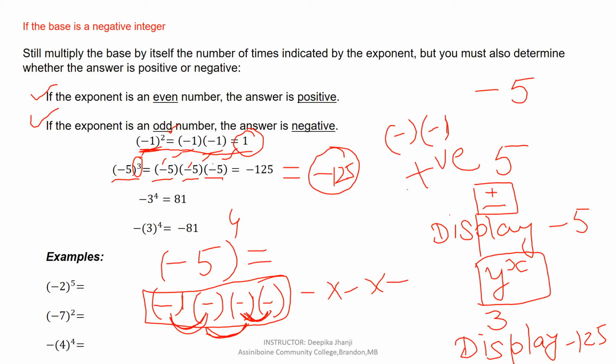Or you can say negative is existing in pairs. So 1 pair, 2 pair. There's no negative left odd, right? Sorry, no negative left out. So negative exists in pairs, right? So that means the result will be positive. So you get 5 raised to power 4, which is 125 times 5. Okay.